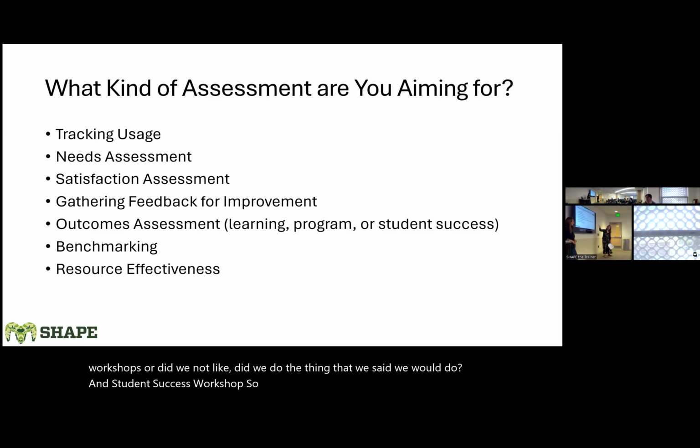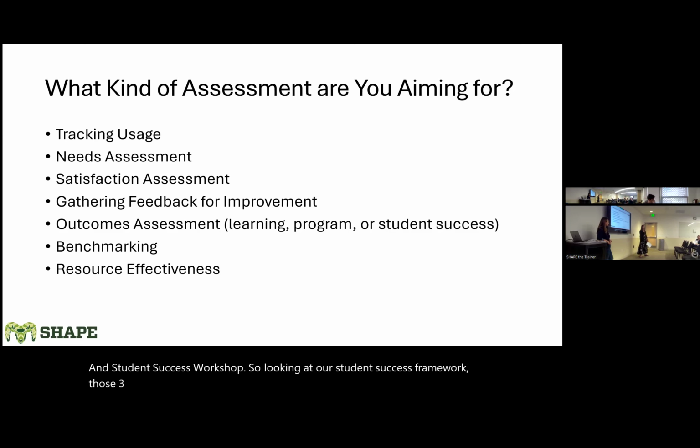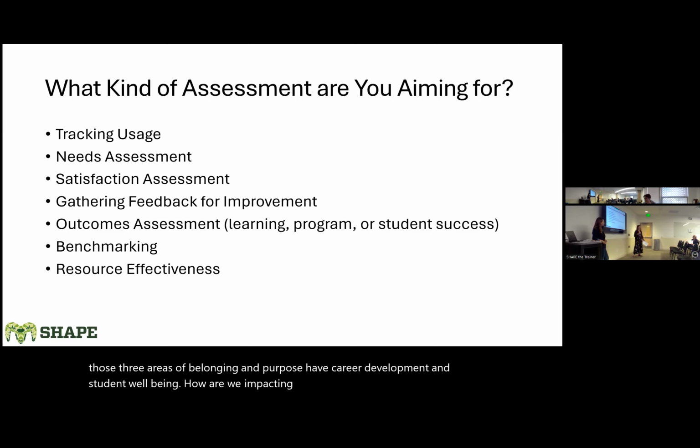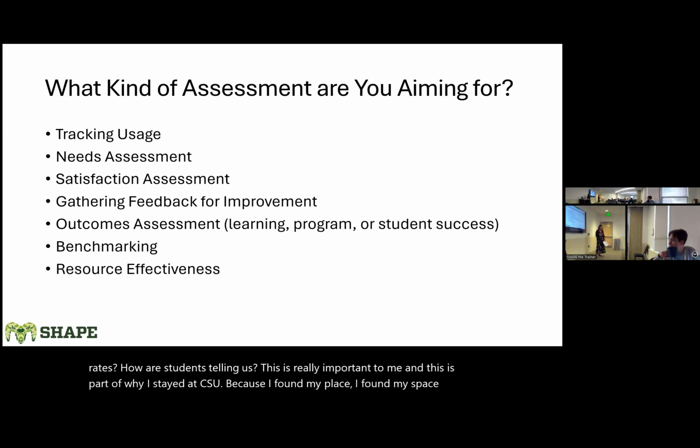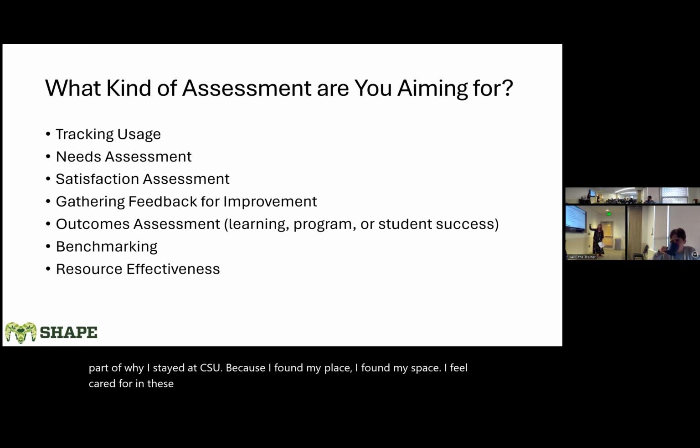So looking at our student success framework, those three areas of sense of belonging and purpose, career development, and student well-being, how are we impacting students' persistence and graduation rates? How are students telling us, this is really important to me and this is part of why I stayed at CSU? Because I found my place, I found my space, I feel cared for in these ways. That's really central to the Division of Student Affairs, so we look at those at the division level.